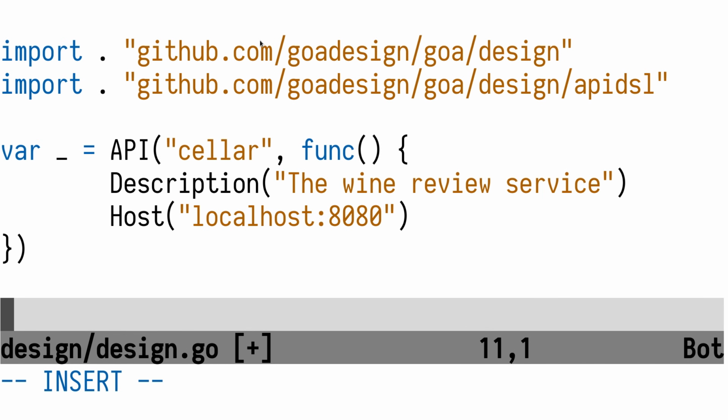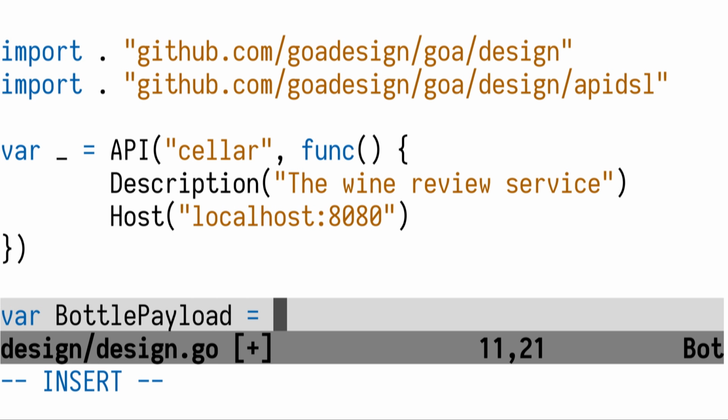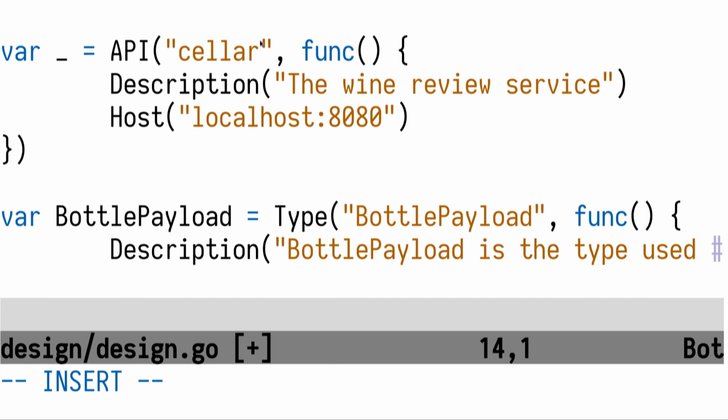So we're going to define that here, and to do that, we're going to use a function called type. But we're going to actually assign the result of that function to a variable because we want to be able to refer to it when we actually define the endpoints, right? So, sorry, we're going to call it bottle payload. And same idea, type takes a name as first argument and an anonymous function as second argument. Okay, so here I specify description for my bottle payload.